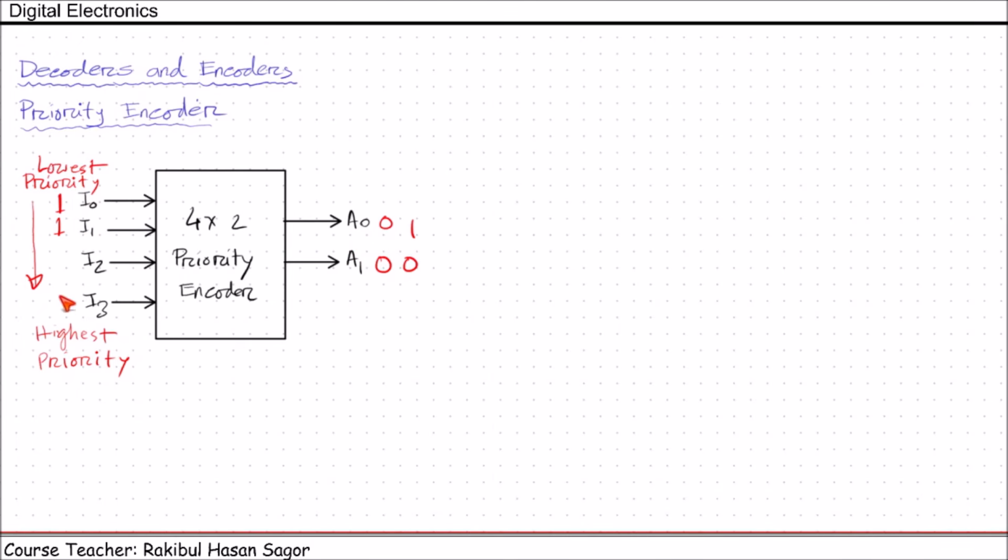In this way, when I3 equals 1, I0 equals 1, I1 equals 1, and I2 equals 0, even though these two inputs are 1, as I3 has the highest priority, eventually it will produce 1. So in this way it works.